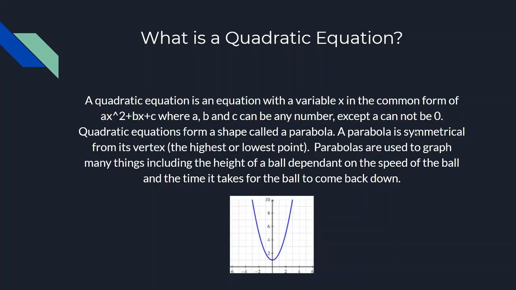A quadratic equation is an equation with a variable x in the form of ax squared plus bx plus c, most commonly, where a, b, and c can be any number except a cannot be 0. If a was 0, for any number that we put in for x, that first term, the ax squared, would turn up as 0, leaving the equation to be linear instead of quadratic.